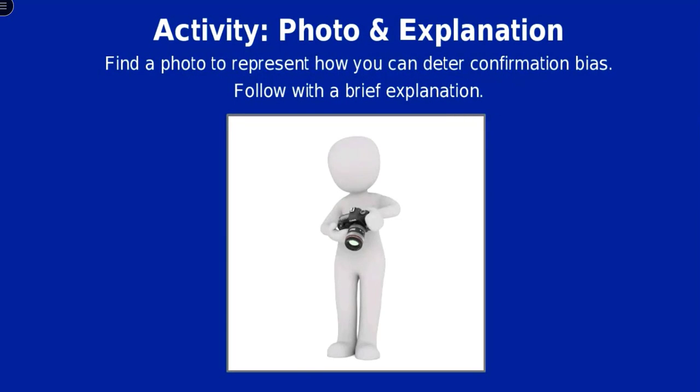Our next activity is going to be a photo and an explanation, so you can pause the presentation now if you'd like, or come back to this as part of your after-class assignment. I want you to use Google Images and search for a non-copyrighted photo to represent how you can deter confirmation bias in your area of expertise or your field of interest. Then follow with a brief written explanation about how this photo represents your area or represents a type of activity plan that you could implement to deter confirmation bias in that particular field.